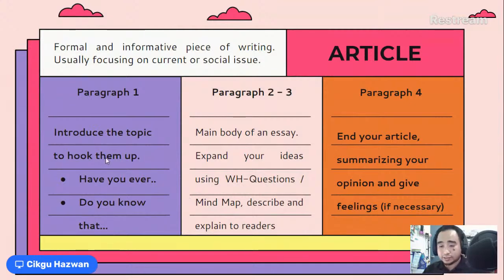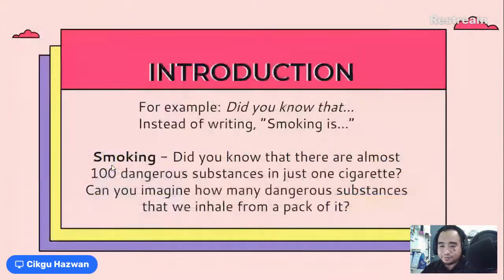Okay, so article, introduce topic. Let's try to introduce a topic. For example, this is what I like to talk about, hooking the readers. We want to make them engaged. If you go and buy a book, which book do you like? When you want to buy a book, what do you read first? Is it the title, the front cover, the back cover? For example, you have a book, so do you read the front cover, the back cover, or the spine, or you go inside? Which one do you do?